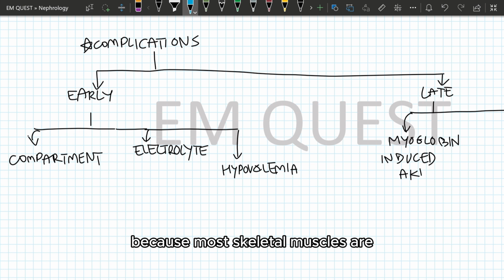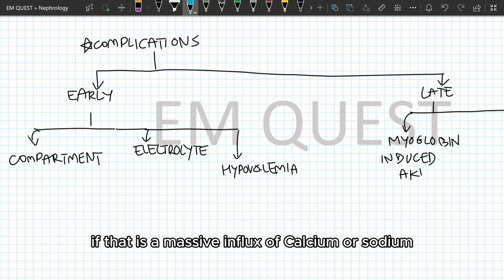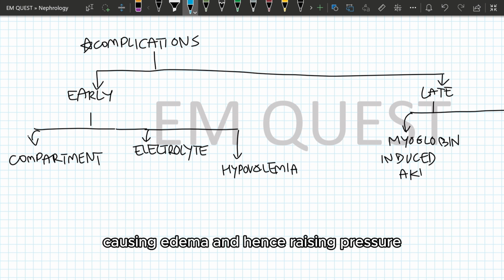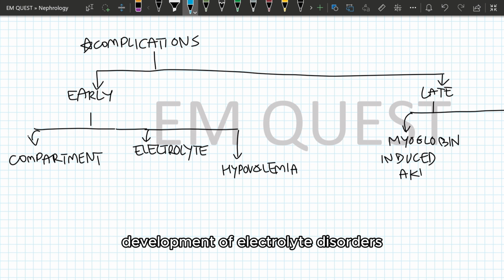Because most skeletal muscles are encased in a compartment, if there is a massive influx of calcium or sodium, it can cause a lot of fluid to accumulate in the myocytes, causing edema and hence raising pressure and leading to compartment syndrome. The second complication is development of electrolyte disorders.